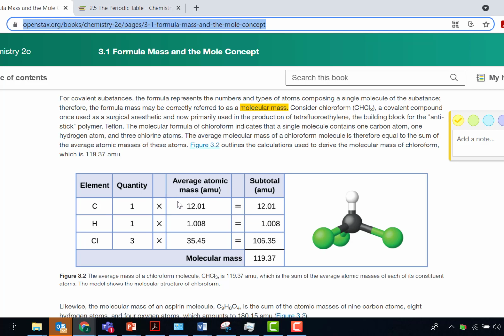So we multiply the average mass for each of the elements by the number of elements in that formula, and we get these subtotals, and then we add them all together to get the formula mass. And again, because we're doing this for a molecule, we can call this a molecular mass. The units here again are AMUs, which are the units we use for atoms on the periodic table. So that's how we go about finding formula mass.